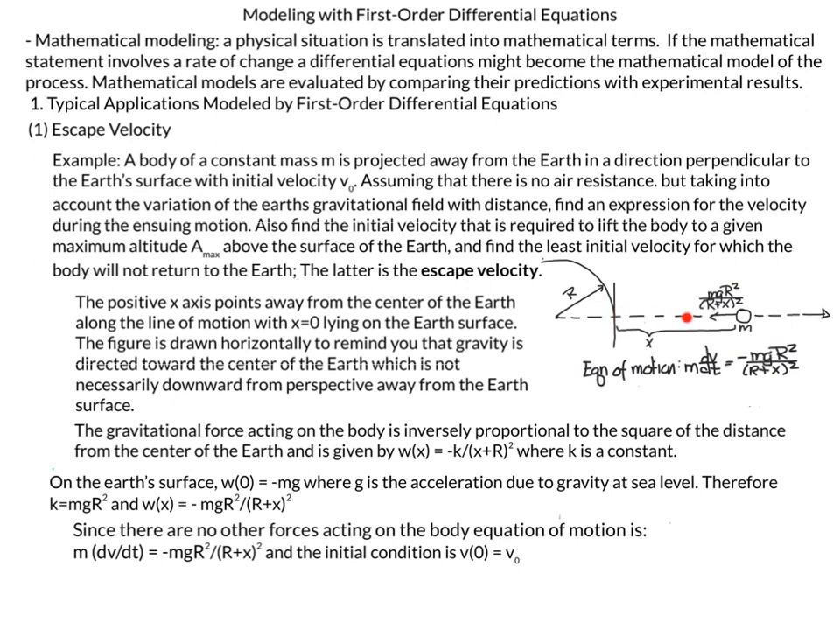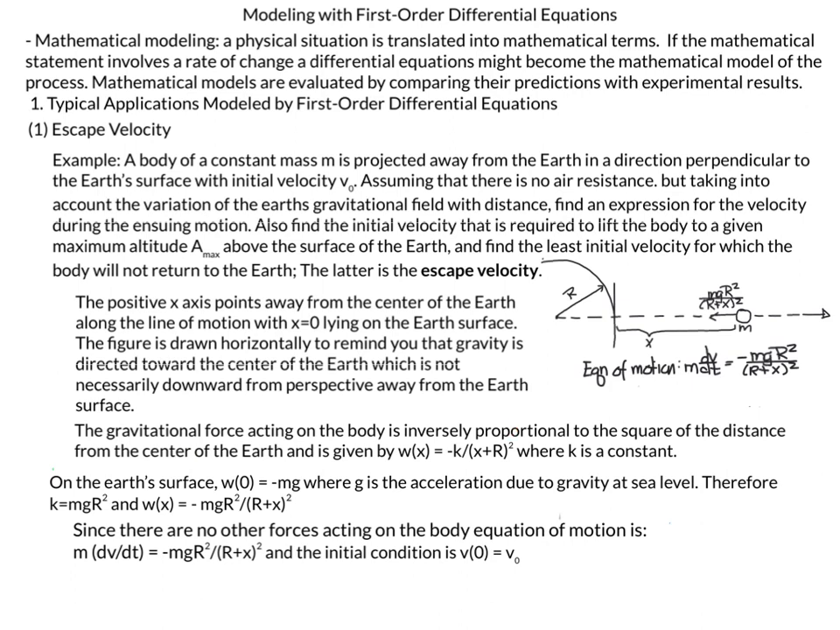The figure is drawn horizontally to remind you that gravity is directed toward the center of the Earth, which is not necessarily downward from the perspective away from the Earth's surface. The gravitational force acting on the body is inversely proportional to the square of the distance from the center of the Earth and is given by W of x equals minus k over (x plus r) squared. So inversely proportional to x plus the radius, squared. Actually, this square should be outside, I believe. I'll check that. Oh yeah, it should be.